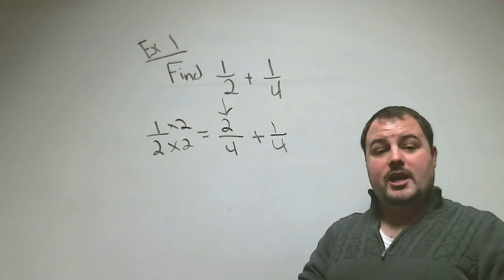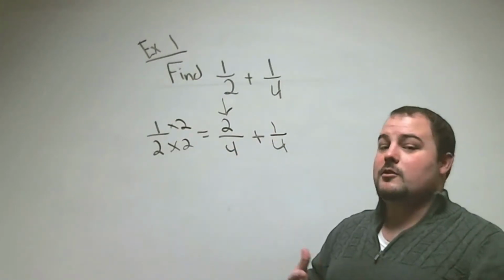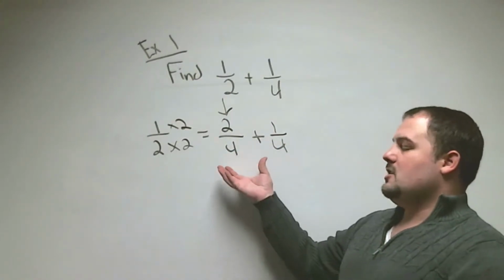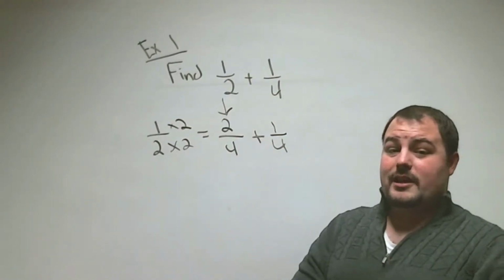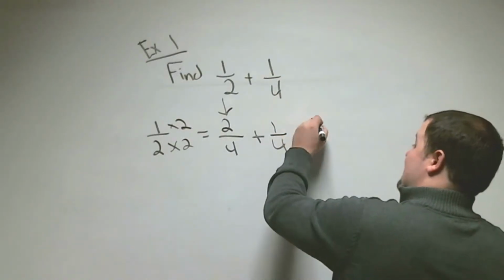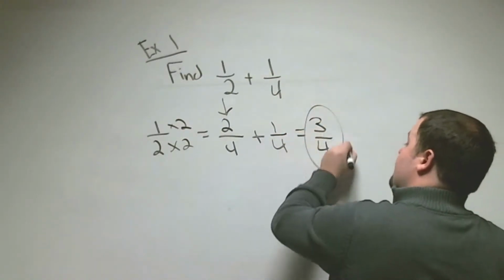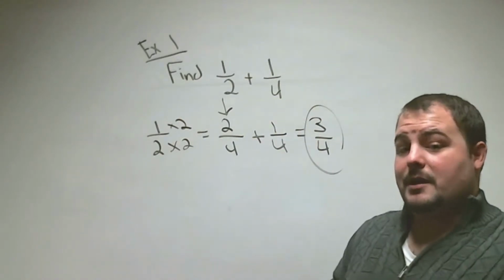So we changed 1/2 to become 2/4, but it's the same fraction. 2 out of 4 is still half of 4. So what we did is we renamed the fraction to have a common denominator. Now that they're the same, we should be able to add these. If I have 2/4 plus 1/4, then that means I really just have 3/4, and that's our answer. Let's go ahead and look at another problem just like this.